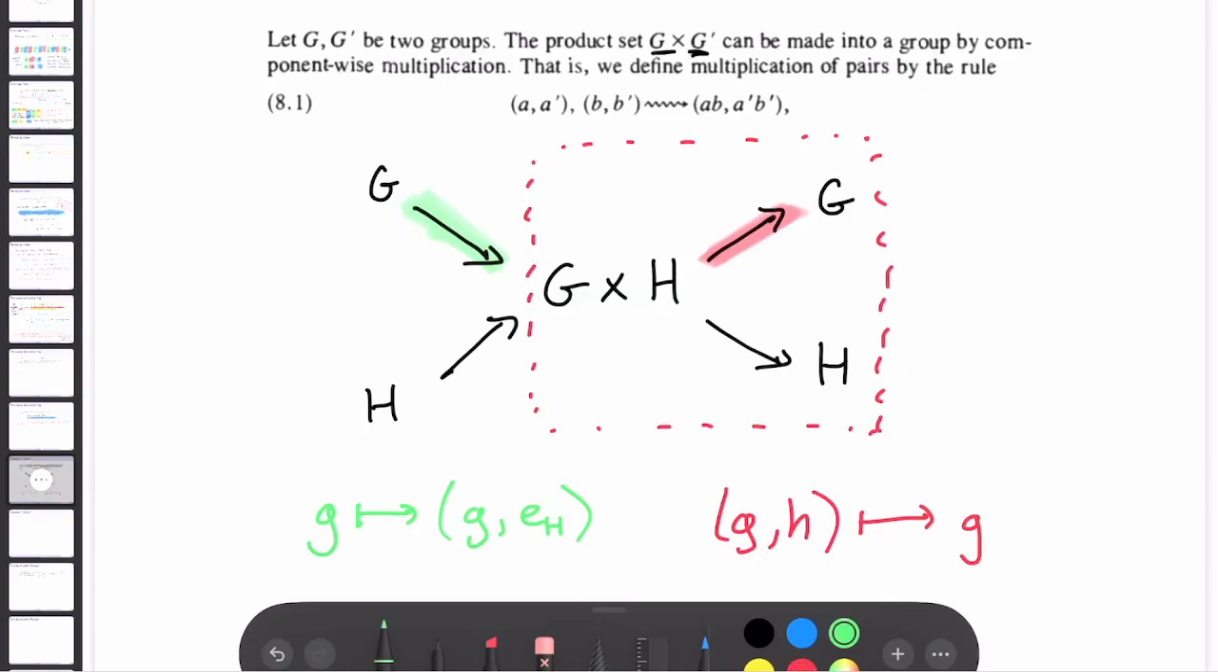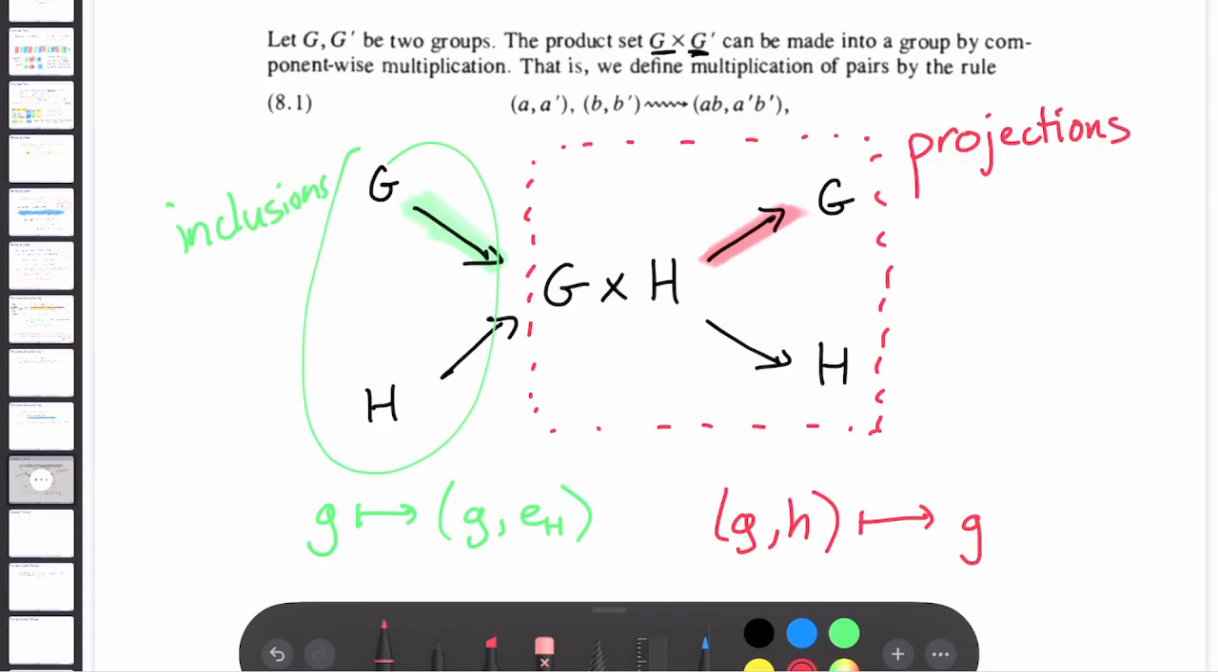Okay, so this half of the picture is sometimes called the inclusions because they include the group into the bigger group. And this half are called the projections because we project down onto each of the factors. This has a very, very concrete meaning. It really looks like a projection if you take G and H to be the real numbers.